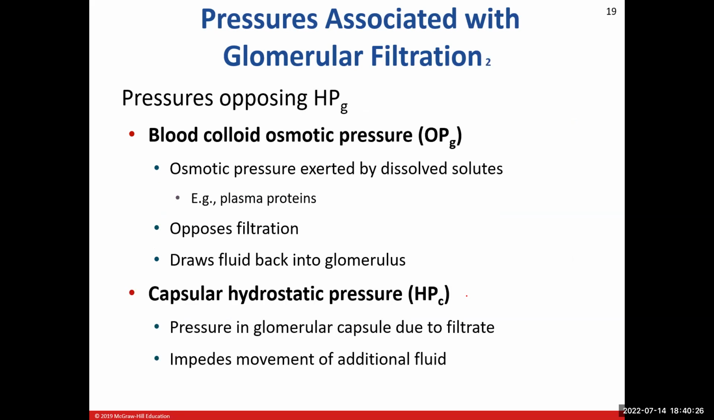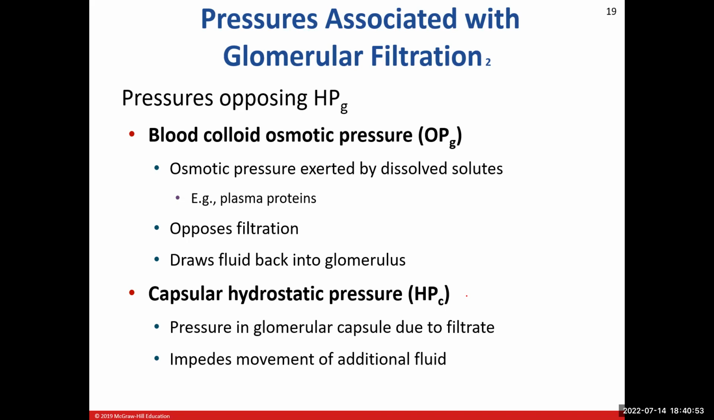So blood pressure, or the glomerular hydrostatic blood pressure, is going to be the force that pushes things out of the glomerulus, while we also have pressures that are going to work against that, that oppose the hydrostatic pressure of the glomerulus. And so we have our blood colloid osmotic pressure. We should be familiar with that because we saw it before.